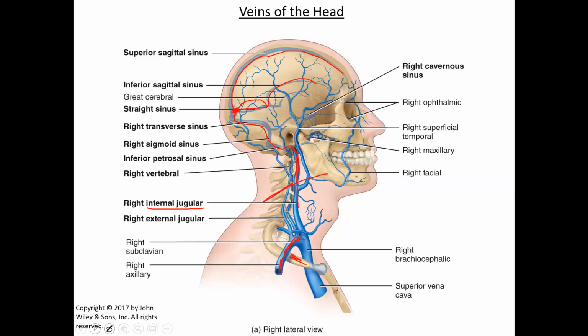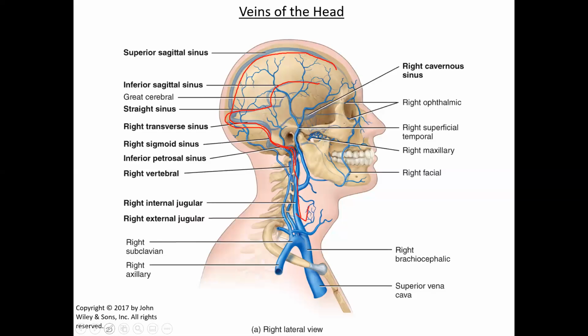Okay, so a path of blood might look like this: inferior sagittal sinus to the straight sinus, to the transverse sinus, to the internal jugular vein. Alternately, if you start with the superior sagittal sinus, you would go from the superior sagittal sinus to the transverse sinus to the internal jugular vein. And that's going down towards the heart.